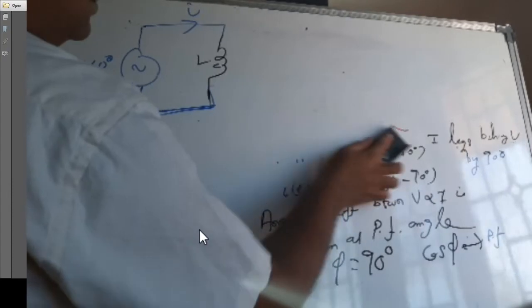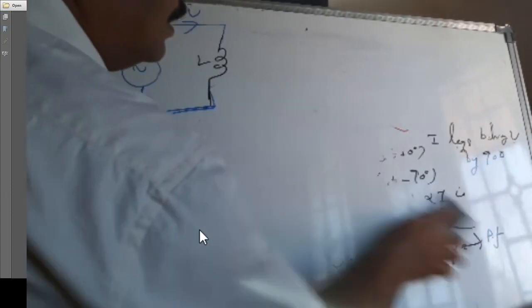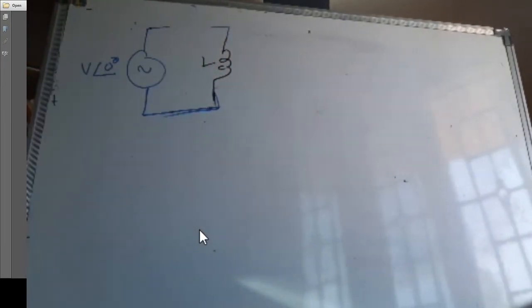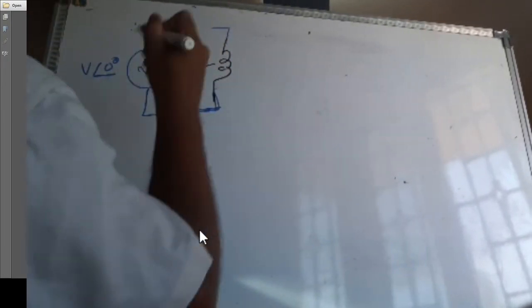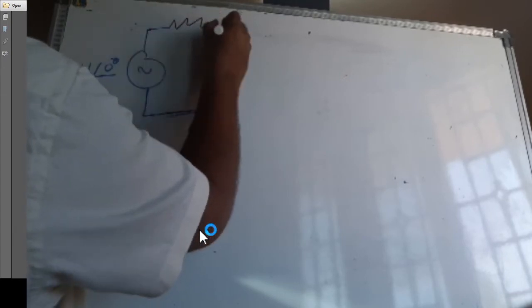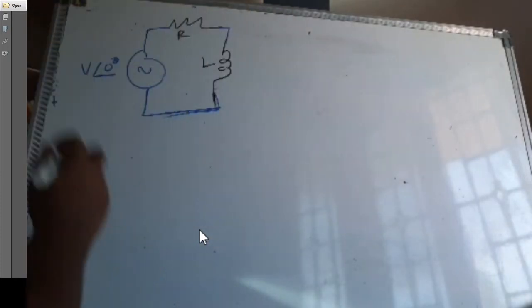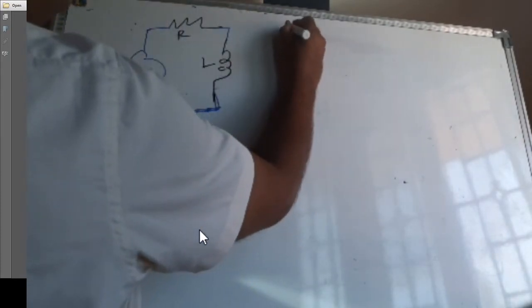Okay, now I want you to replace this circuit. What you do? Replace this circuit with a small resistance here. I'm adding a resistance. Okay. Now, let me give you a choice: how will the phasor diagram look?